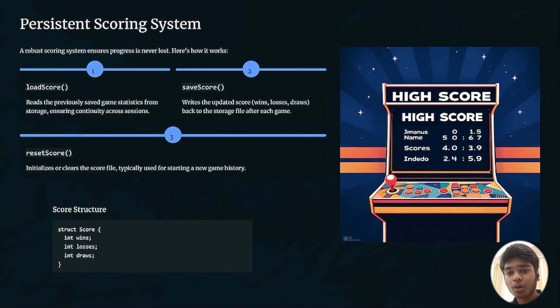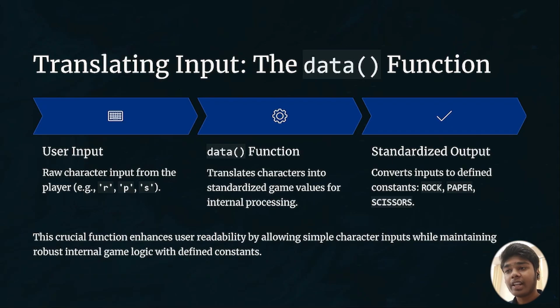It will reset the score which you have done up until now. Then this is the score structure. So we have used three variables in our structure, which are wins, losses, and draws. Now, next, translating input, the data function.